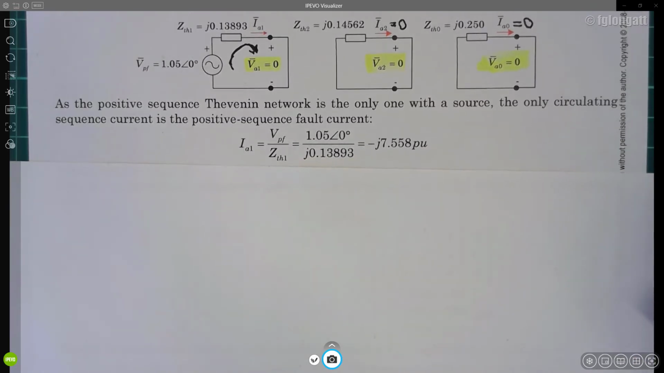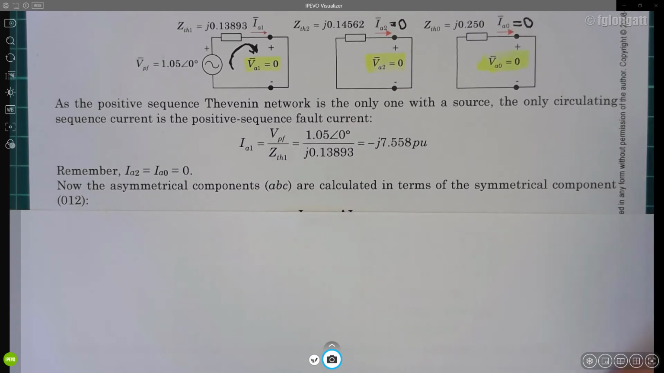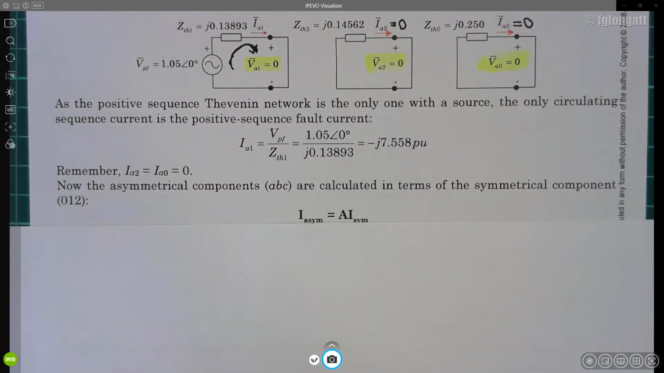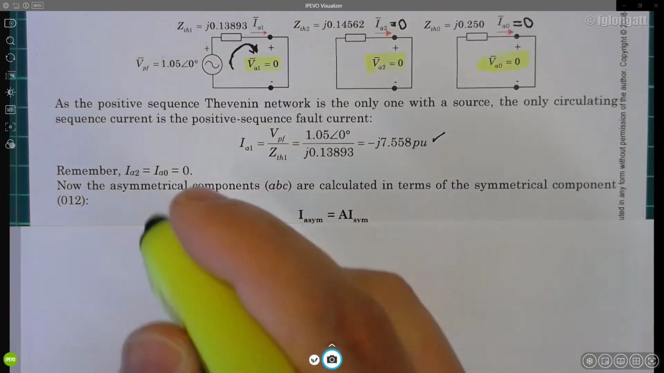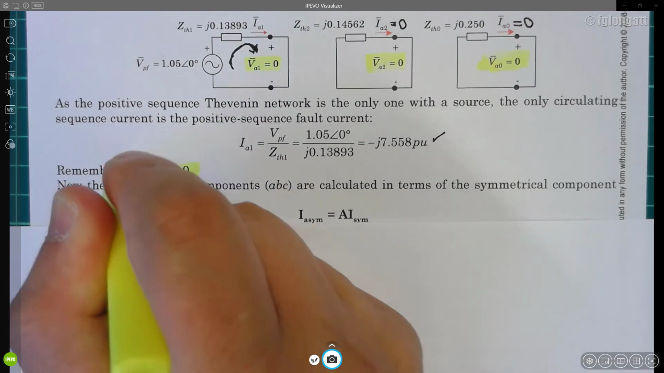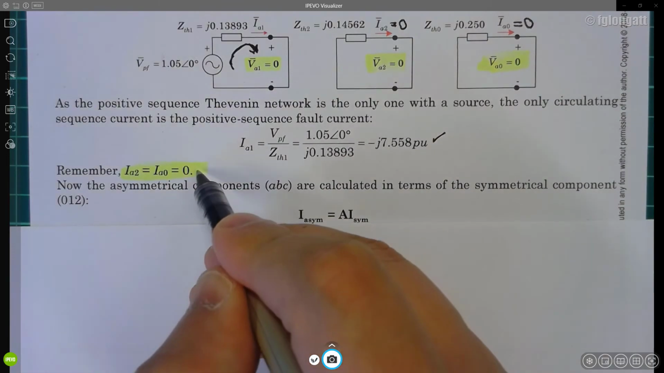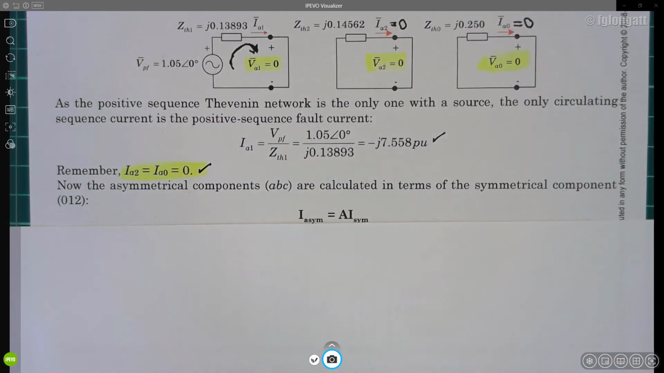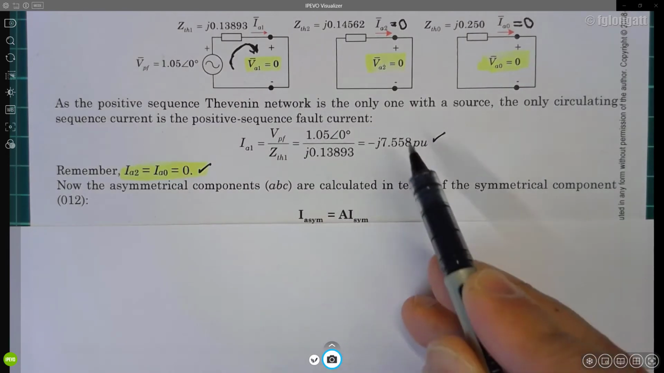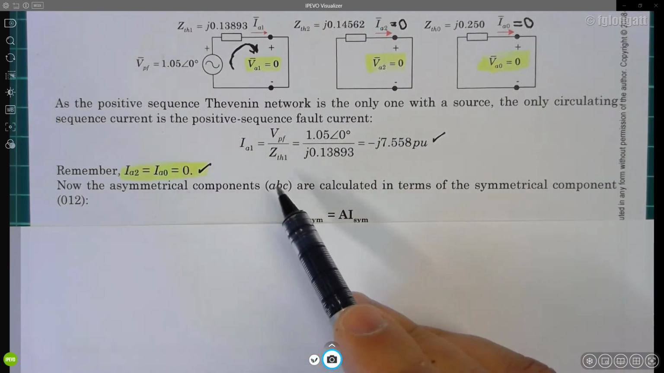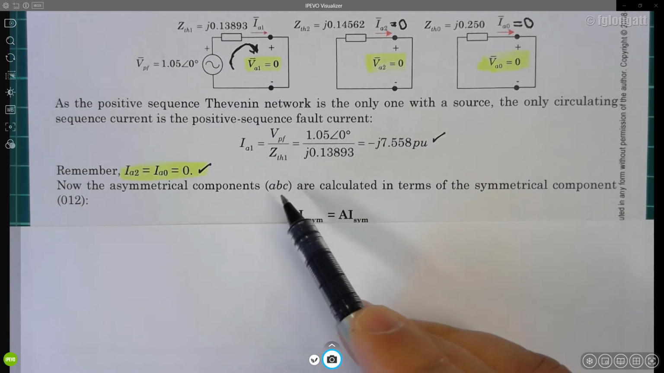Next step is quite interesting because we already have the value for the positive sequence. From my previous terminal conditions and the sequence network conditions, we know that there is no negative and zero sequence. The next step is, I know the symmetrical components because I already calculated them, and I need to know what the asymmetrical components are. That means A, B, and C.